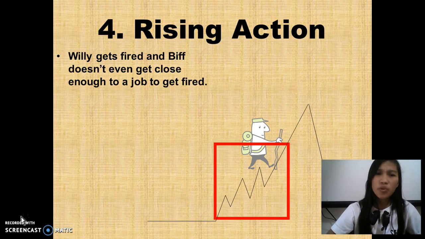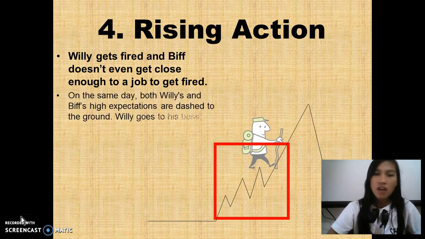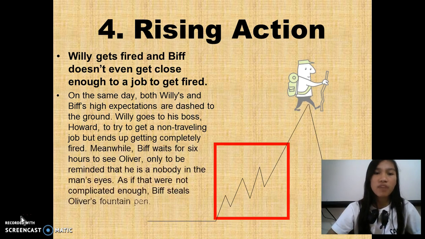Next, as we go through, Willie gets fired and Biff doesn't even get close enough to a job to get fired. On the same day, both Willie's and Biff's high expectations are dashed to the ground. Willie goes to his boss, Howard, to try to get a non-traveling job, but ends up getting completely fired. Meanwhile, Biff waits for 6 hours to see Oliver, only to be reminded that he is a nobody in the man's eyes. As if that were not complicated enough, Biff steals Oliver's fountain pen.